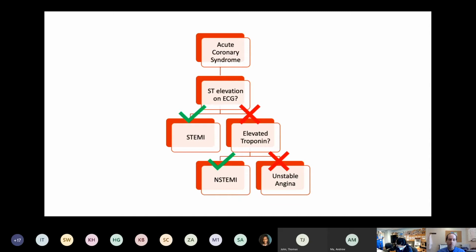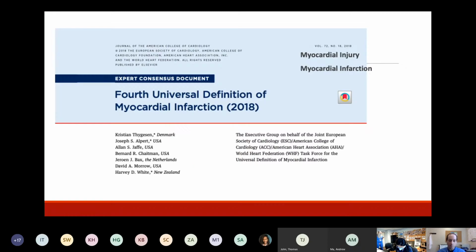And then finally, if you see somebody who has sort of the right clinical story, no ST elevations on their EKG, and then normal troponin level, we call that unstable angina. I'm going to give you a different way to remember these a little bit later, but this is sort of the basic stuff you'll see in textbooks, and you guys probably all knew this before, so I don't need to spend too much time on it.